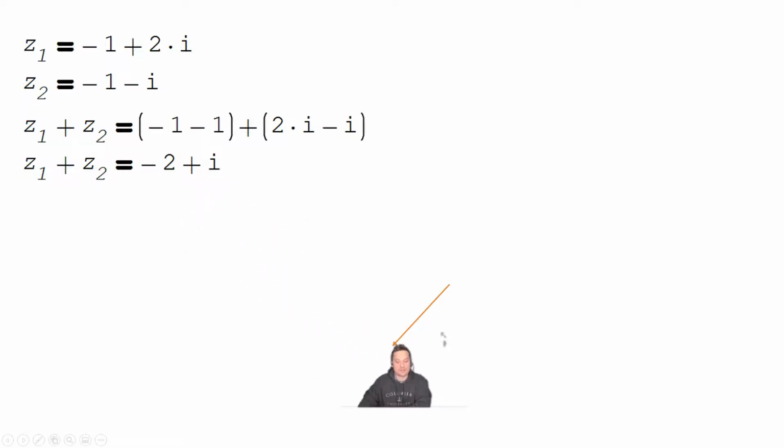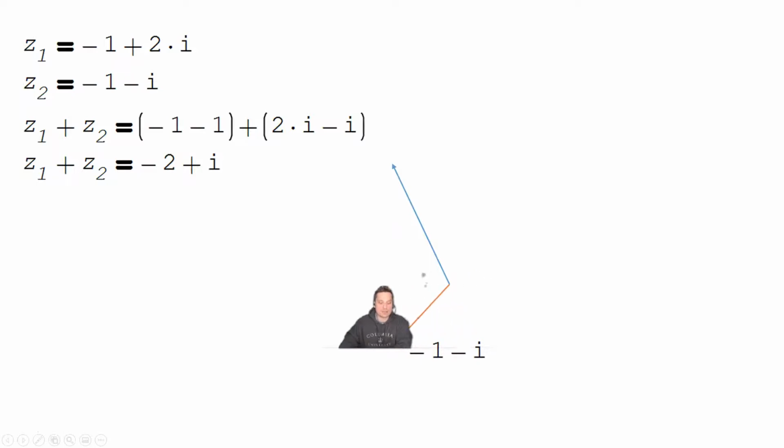So first I'm going to visualize this number. Let's see, I think that's negative 1 minus i here. The next one, that's negative 1 plus 2i. So remember, it's that way because it's negative 1 to the right, to the left if you like, negative 1. And then 2 up along the vertical axis. Then I have negative 1 minus i.